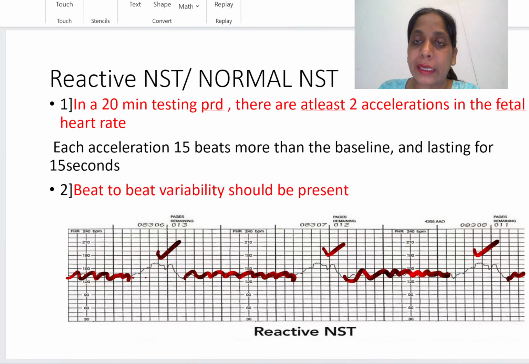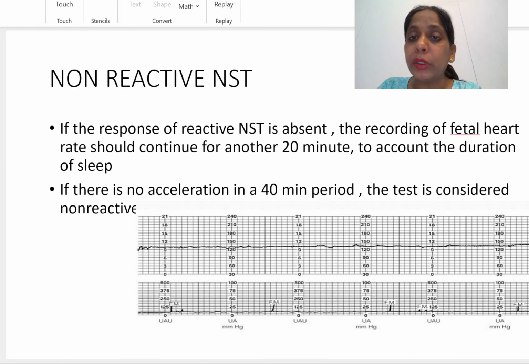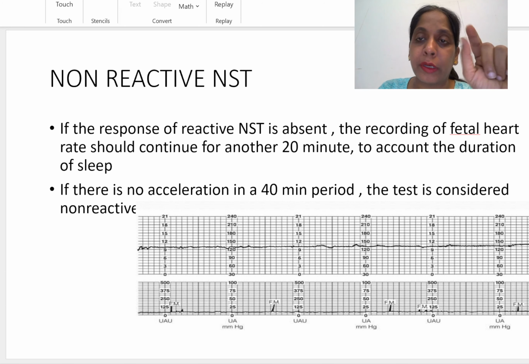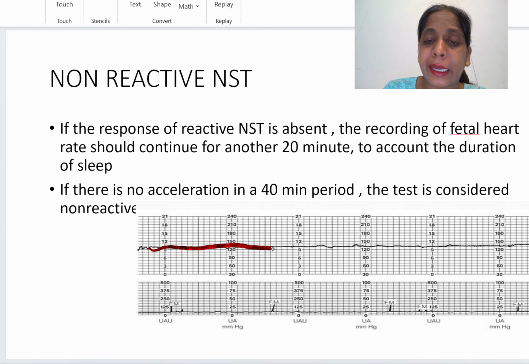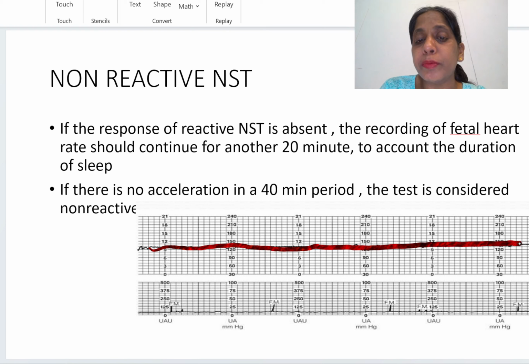So let's have a look at an abnormal NST. Here both acceleration and beat to beat variability are absent. If we get such a type of NST, we have to label it as non-reactive. And if we get an NST like the one I showed you before, we have to label it as reactive NST, and we have to mark there one acceleration, two accelerations. You can see that this is more or less a straight line, no acceleration and no beat to beat variability.